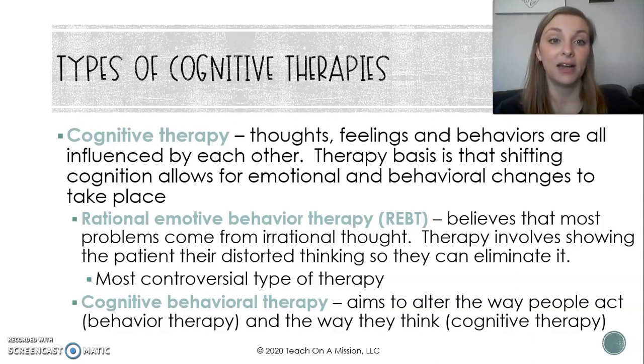Some other types of cognitive therapies: like I said, in cognitive therapy, thoughts, feelings, and behaviors are all influenced by each other. The basis is shifting the thinking or the cognition that allows for emotional and behavioral changes to take place. So in order for the behavior to change, in order for the emotions to change, you need to change your thinking first. Rational emotive behavior therapy, or REBT, believes that problems come from irrational thoughts. This type of therapy involves showing someone that their distorted thinking is distorted. So you think that you suck?